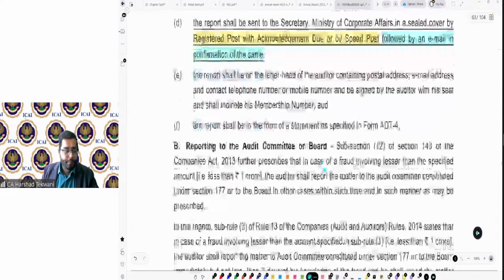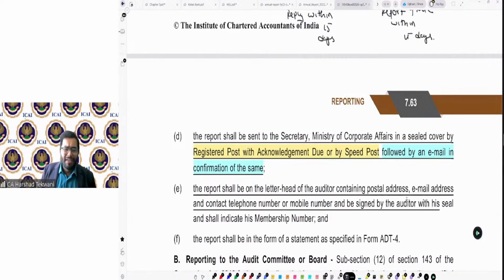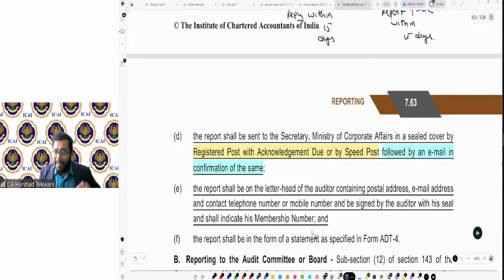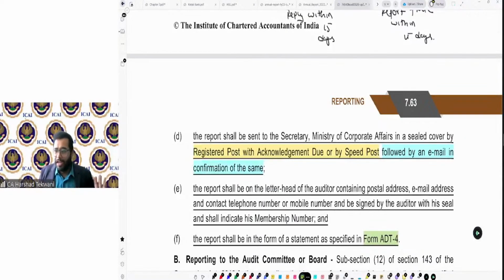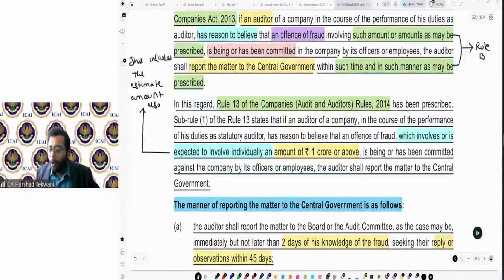Then the report shall be on the letterhead of the auditor containing postal address, email address, his mobile numbers, his seal, signature, membership number, everything. And the same is also required to be filed in a statement format in Form ADT4. So Form ADT4 is used to report the same matter in the form of a form. So this is the manner in which the fraud is required to be reported above 1 CR.